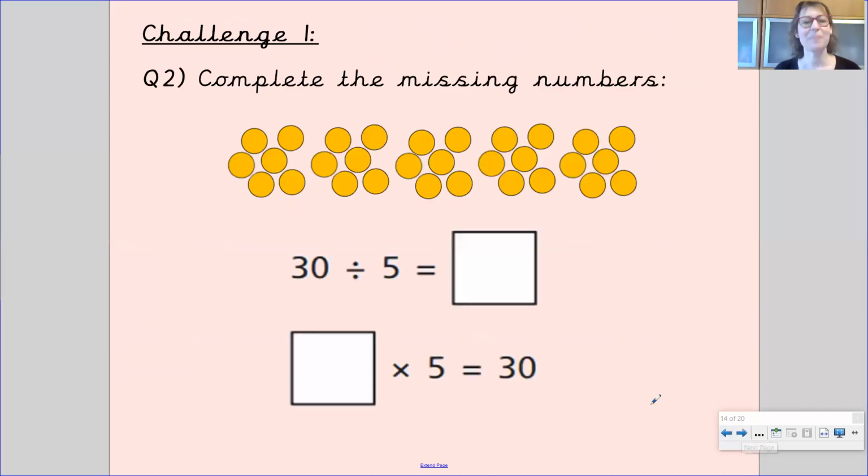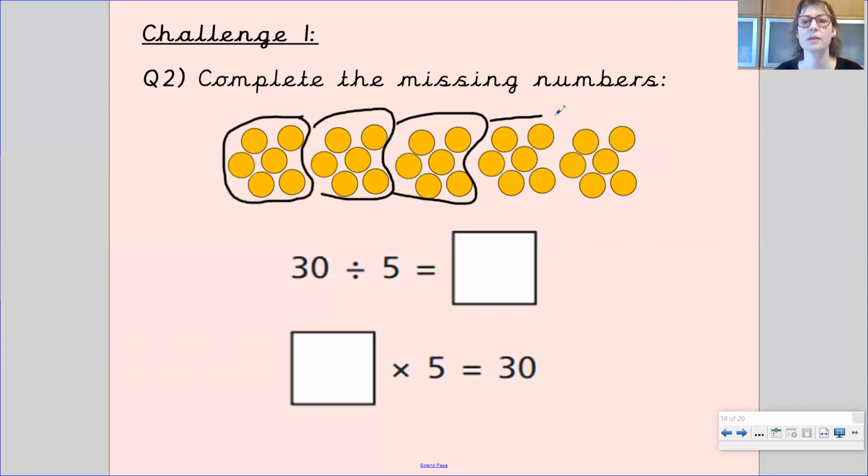And the next one, you've got 30. So you've got 30 counters here. You've got 2, 4, 6, 8, 10, 12, 14, 16, 18, 20, 22, 24, 26, 28, 30. You have got 30. And you're going to divide them into 5 groups. And if you look carefully, they kind of sort of are in 5 groups.